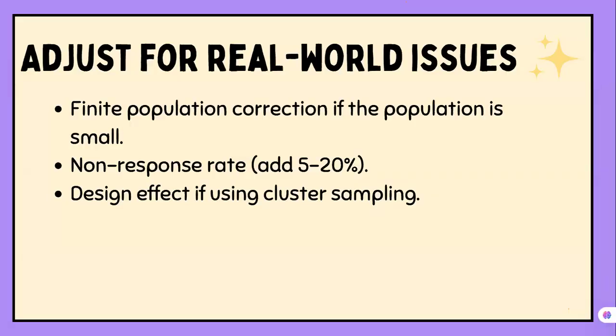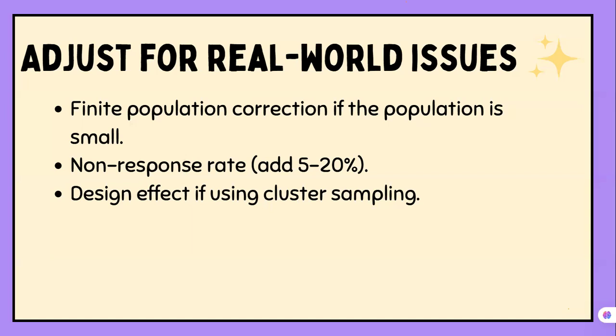Now here is adjusting for real world issues. Actually, the game starts after the calculation. We calculate and get the sample size, but the real thing is adjustment to the real world. We do that adjustment in three ways. We adjust some figures in that sample size. Why do we adjust? So that it can represent the population better. How do we do it in three ways?